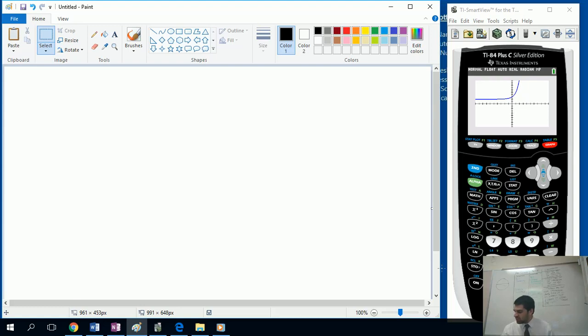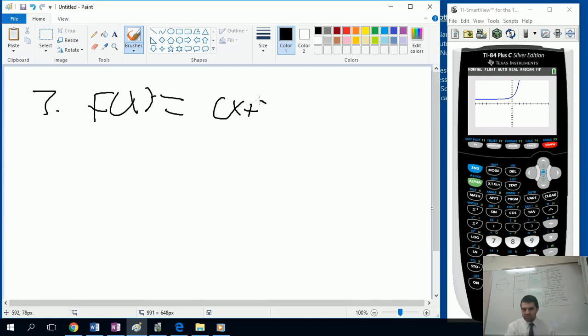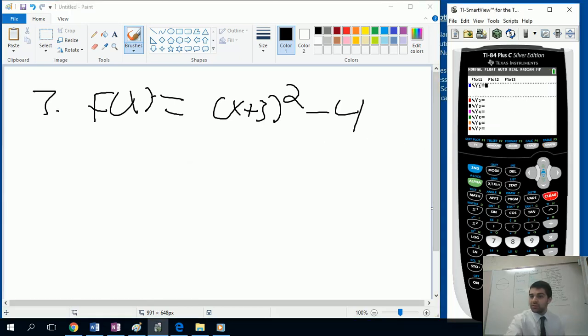Describe the increasing intervals for the function. This is for 3, by the way. If f of x is equal to (x plus 3) squared minus 4, then we need to describe the increasing and decreasing intervals. So you have a calculator, let's use it. X plus 3.